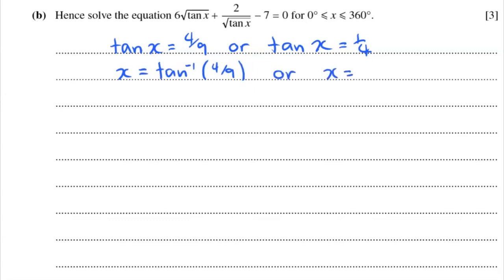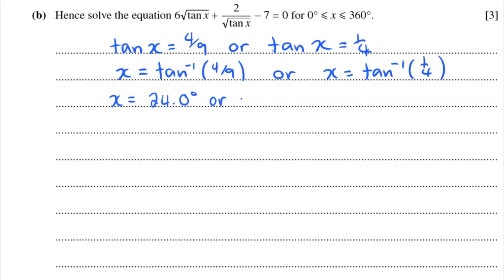Or x is equal to the inverse tan of a quarter. So if we do the inverse tan of 4 on 9, we get x is equal to 23.96. Well, it says on the front of the paper to round to 1 decimal place. The 6 makes the 9 go up to the next one. So actually, it's going to be 24.0 degrees. And remember, we are in degrees mode, not in radians mode.